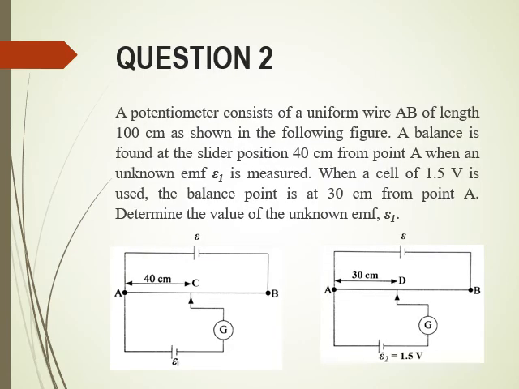Question 2. A potentiometer consists of a uniform wire AB of length 100 cm as shown in the following figure. A balance is found at a slider position 40 cm from point A when an unknown EMF, EMF1, is measured. When a cell of 1.5 volt is used, the balance point is now at 30 cm from point A. Determine the value of the unknown EMF, EMF1.